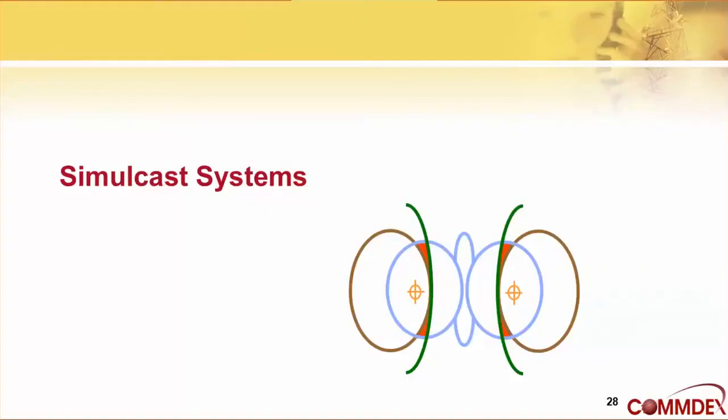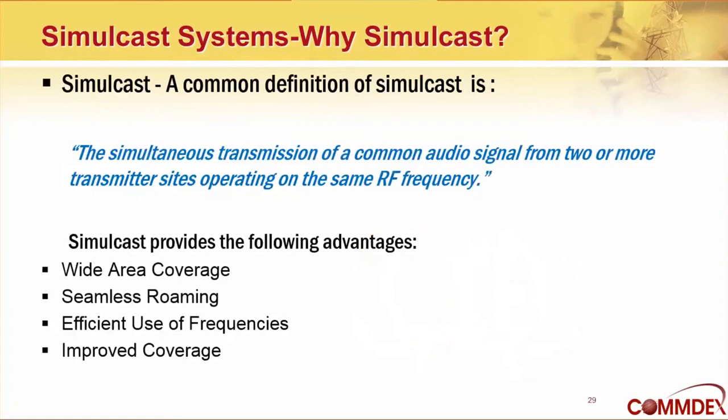So that's on the receive side. On the transmit side, a way we can enhance coverage to cover a wide area, there's two different methods, simulcast and multicast. So we're going to start with talking about simulcast, because that's probably the most common. So what is simulcast? The normal definition would be the simultaneous transmission of a common audio signal from two or more transmitter sites operating on the same RF frequency. So send the same signal over multiple sites at the same time on the same frequency.